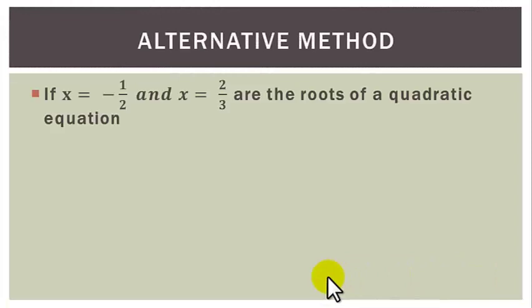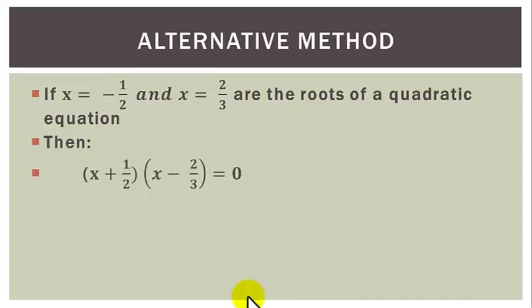Let us solve the problem using another method. If x is equal to -1/2 and x is equal to 2/3 are the roots of a quadratic equation, then when you bring -1/2 to the left hand side, that will become x plus 1/2 equal to 0. And when you bring this one to the left, that will become x minus 2/3 equal to 0. So (x plus 1/2) times (x minus 2/3) will be equal to 0.